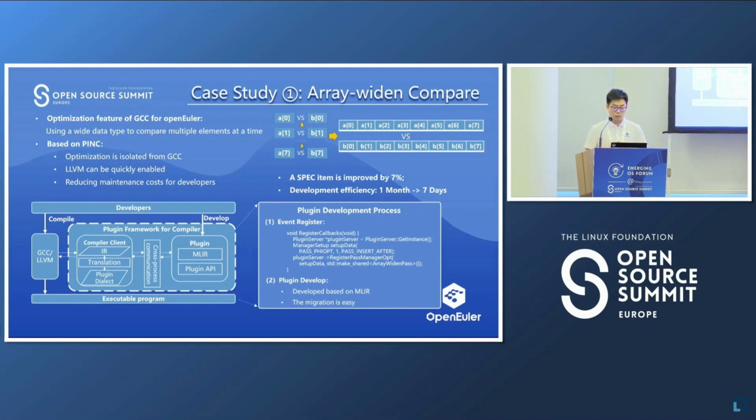We developed this optimization for a whole month for GCC. However, if we want to enable it in LLVM, I would still need another month of development. So we migrated this optimization to Pink, and it only took 7 days. Then the optimization is isolated from GCC, and LLVM can quickly enable it, reducing the whole maintenance cost for the developers.